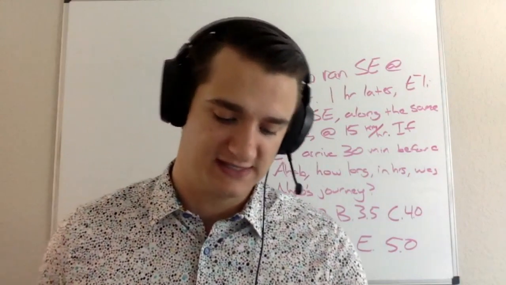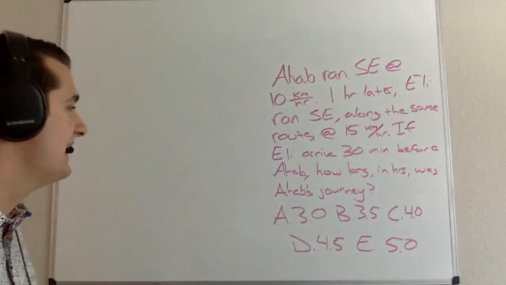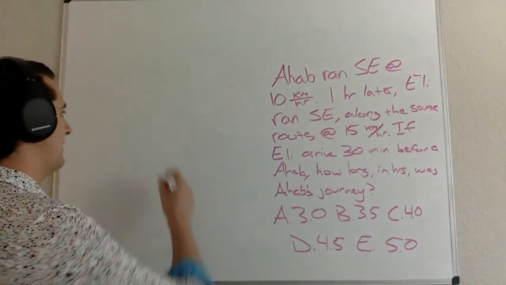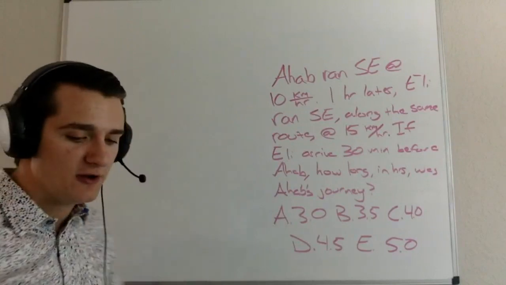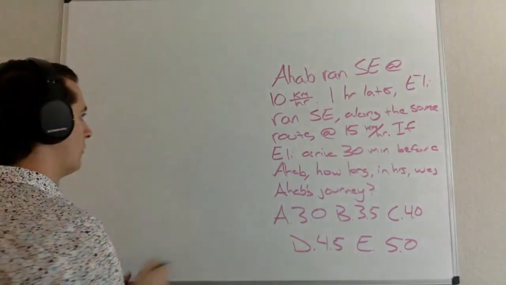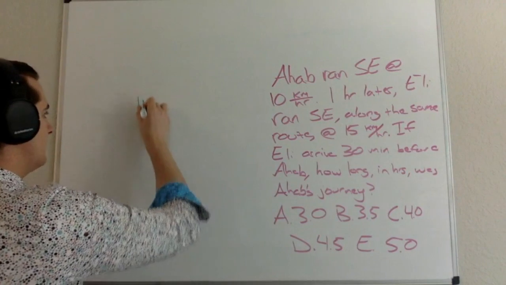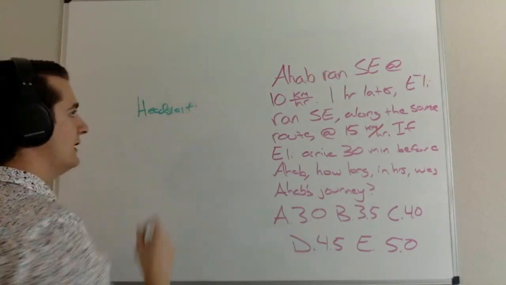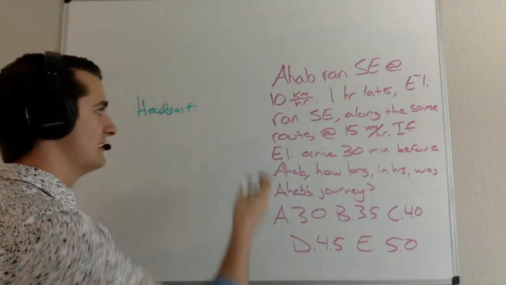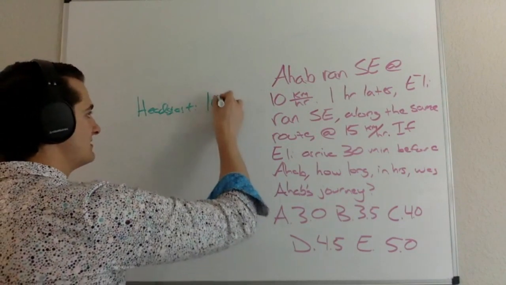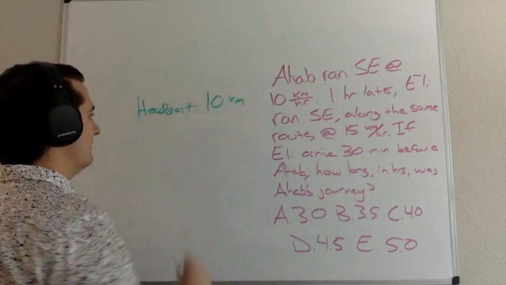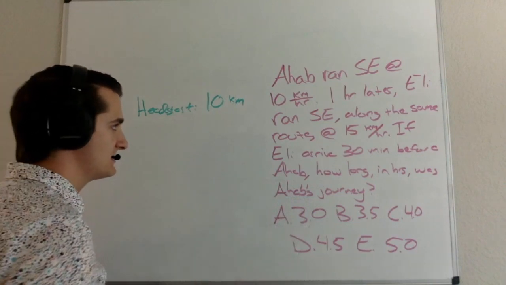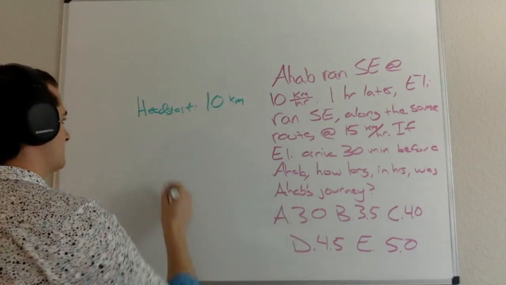So I want to start with this. I know that Ahab ran southeast at 10 kilometers per hour. So again here, just like we did on the last question, I'm going to want to start with what is my head start. And I'm told that 1 hour later, so in other words, I have a 1 hour head start at 10 kilometers per hour. My head start is going to be 10 kilometers. Next thing that I'm going to ask myself is 1 hour later, Eli ran southeast along the same route at 15 kilometers per hour.